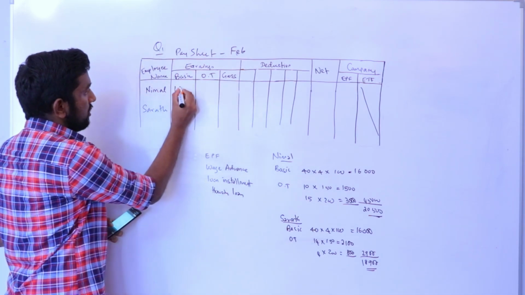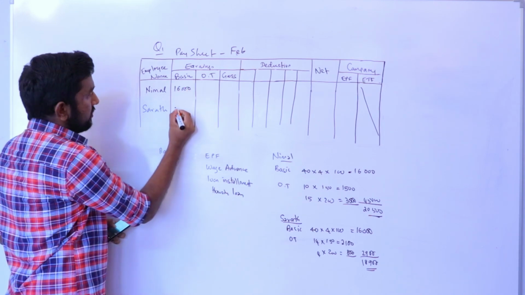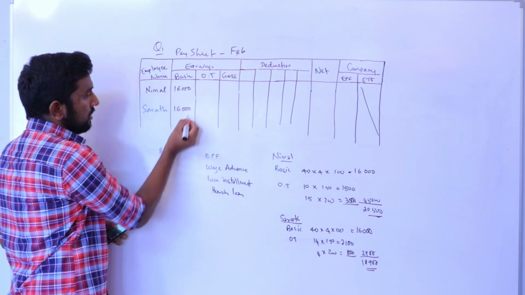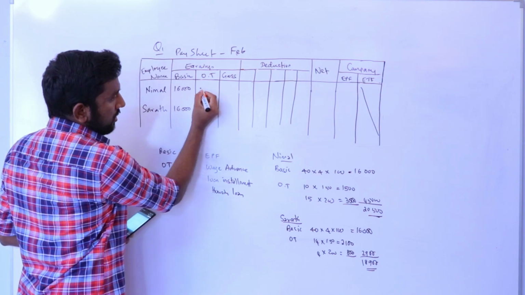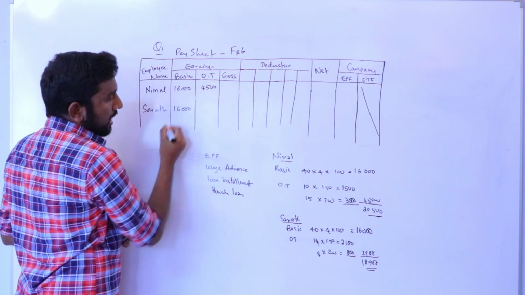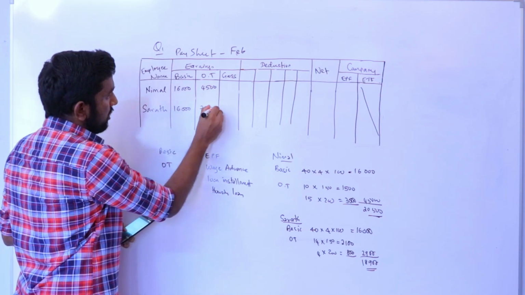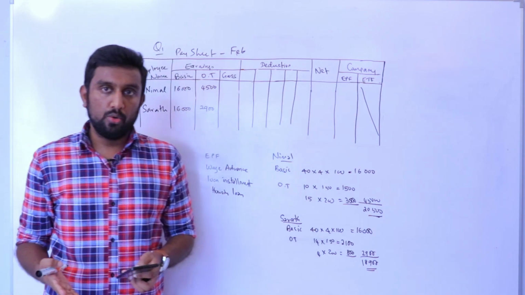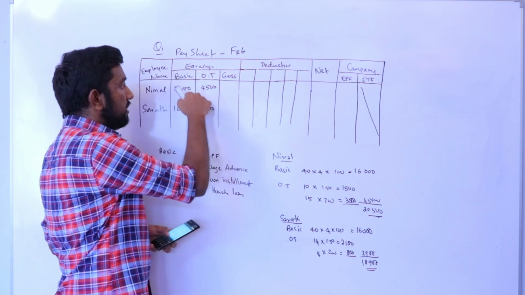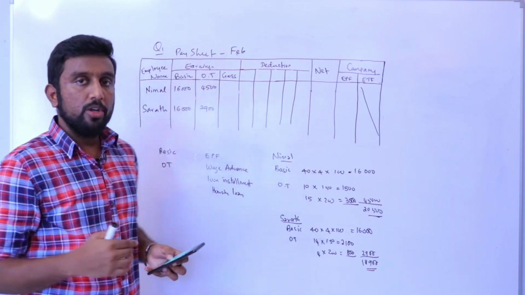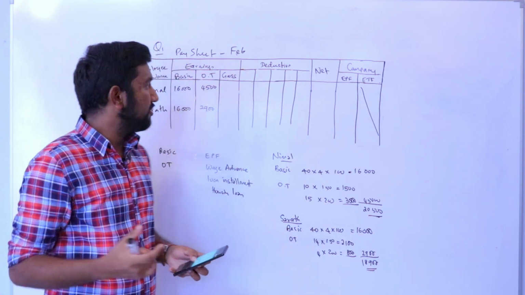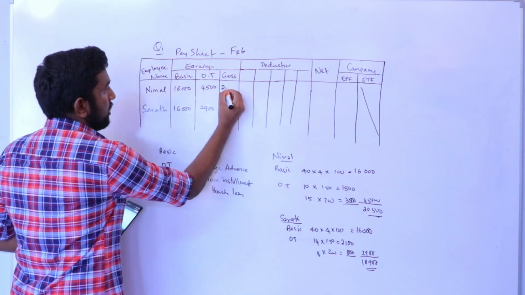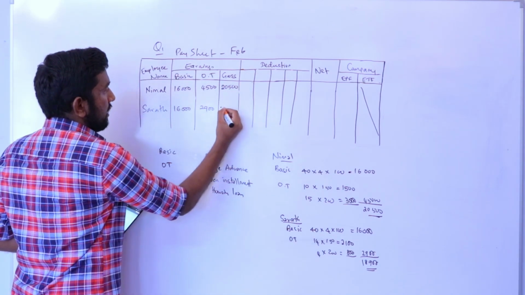So 16,000 here is the basic. For Sarath also the basic is 16,000, and overtime is 4,500 and 2,900. Do we need to show overtime for weekdays and weekends separately? No, because overtime is a common column we're going to have for both. So that is not an issue. So 20,500 and here 18,900.